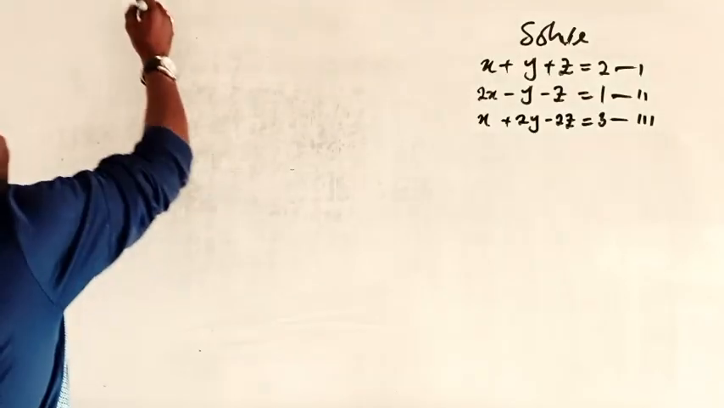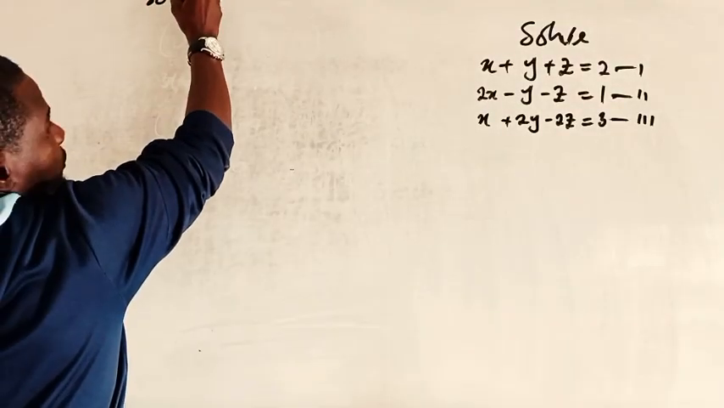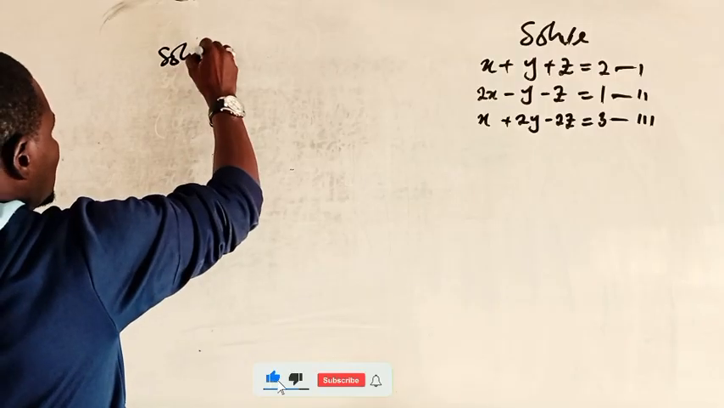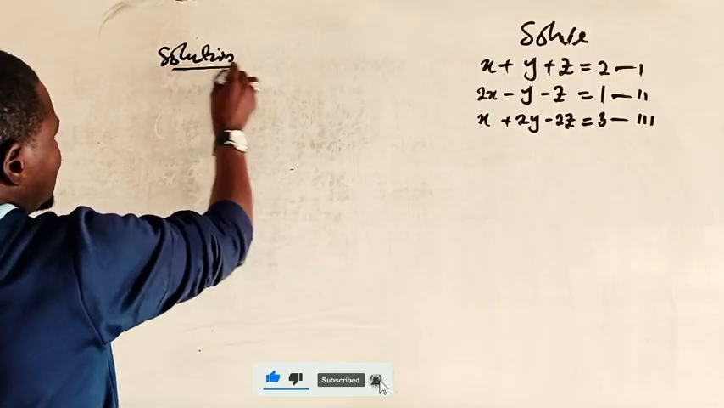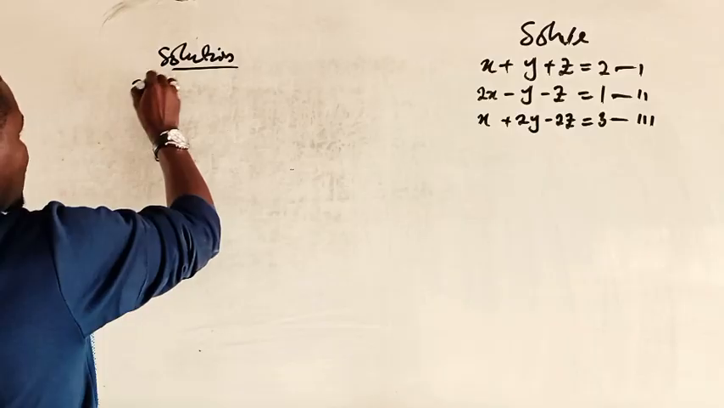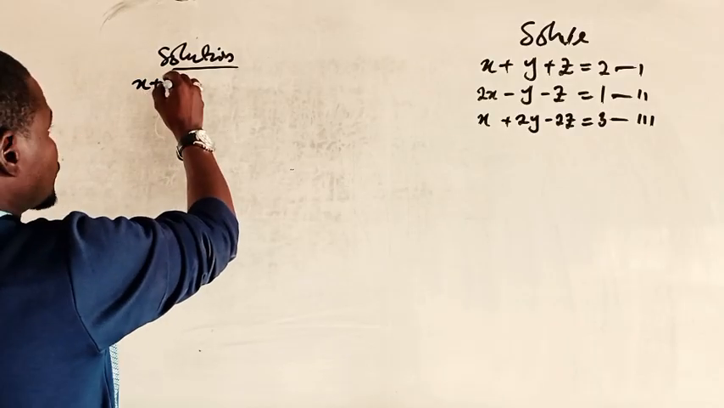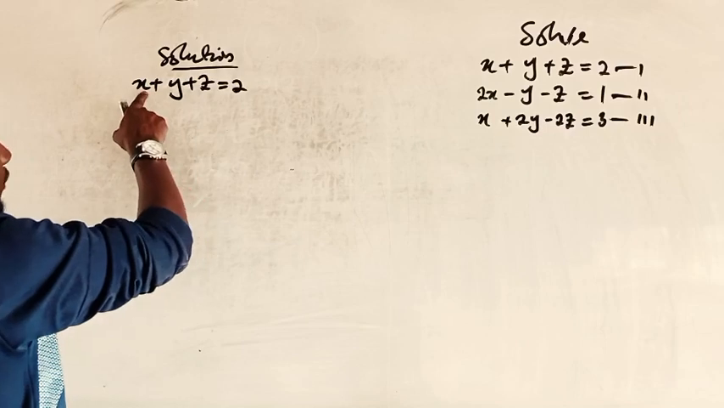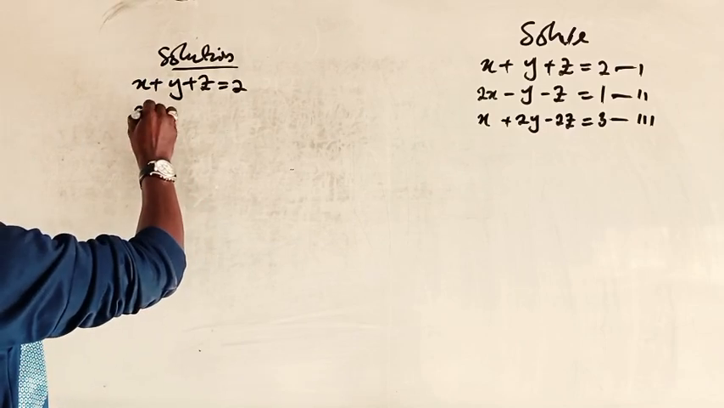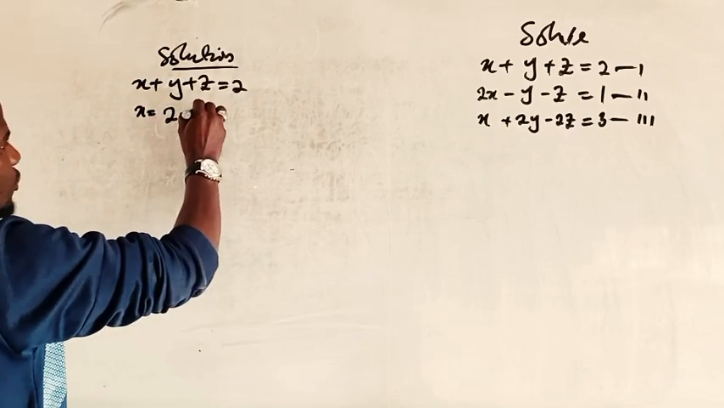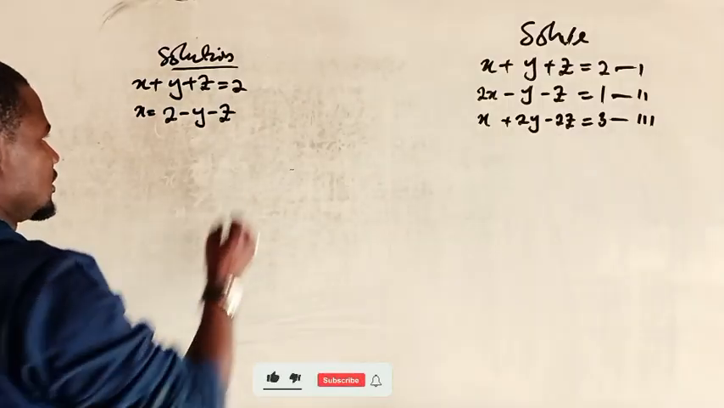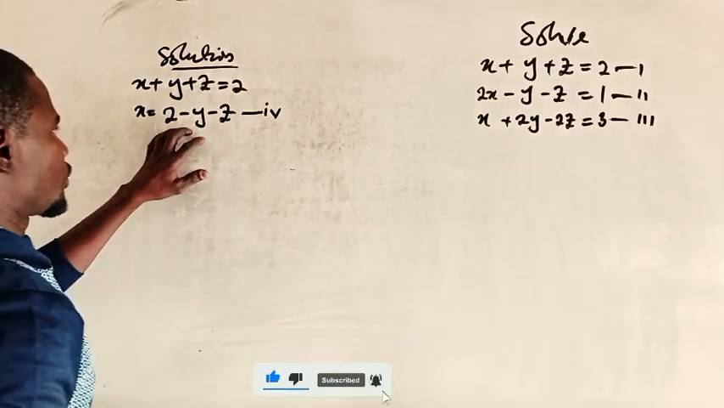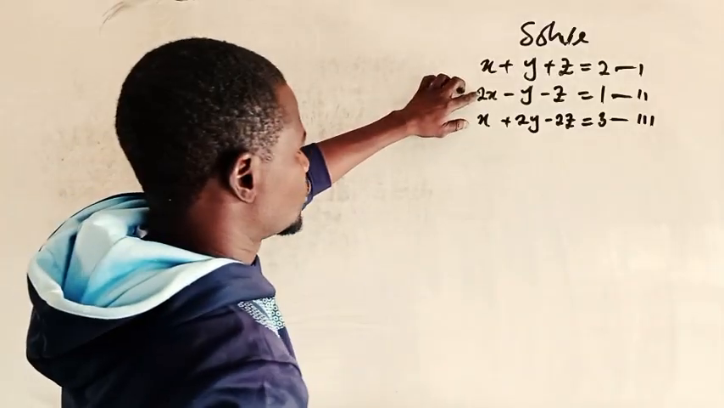So firstly, we write solution. After that, I take the first equation, which is x plus y plus z equals 2. To make x subject, we can see x to be equals to 2 minus y minus z. This should be equation number 4. Now I'm going to use this equation number 4 to reduce equation 2 and equation 3.